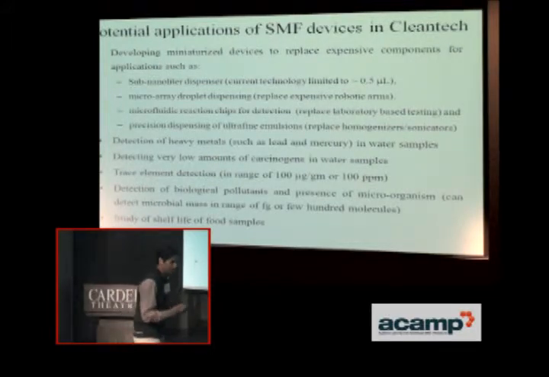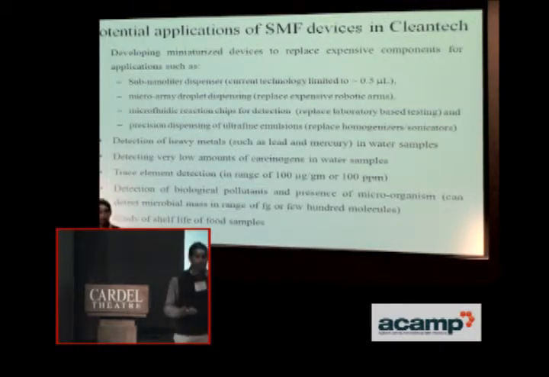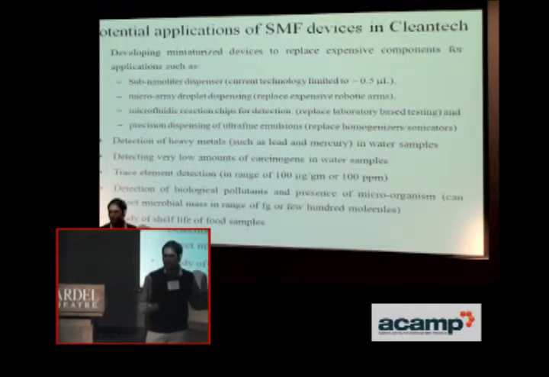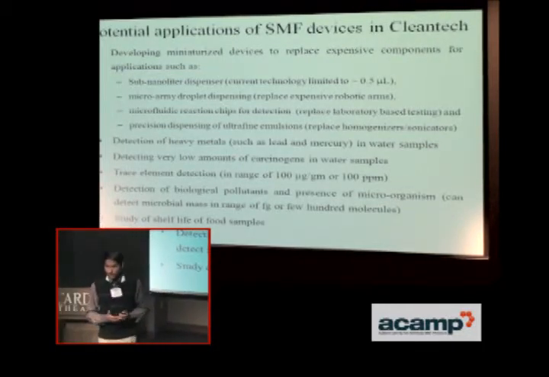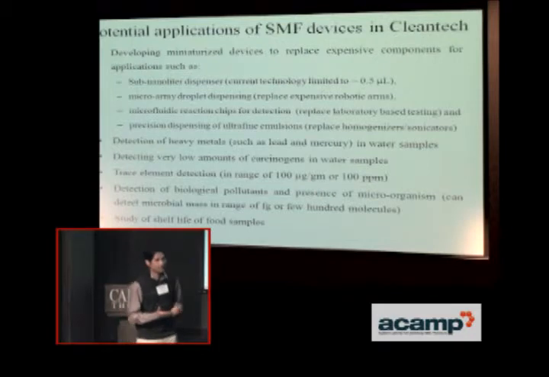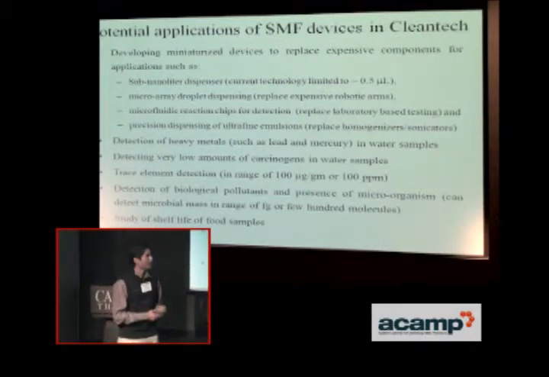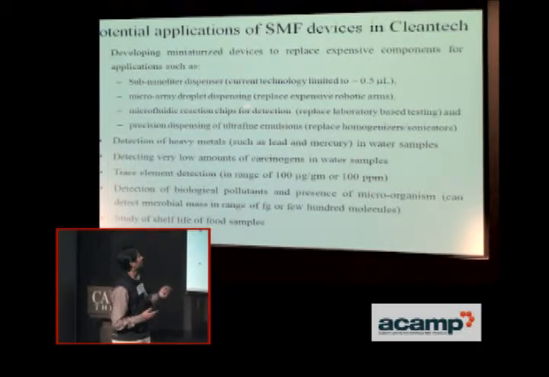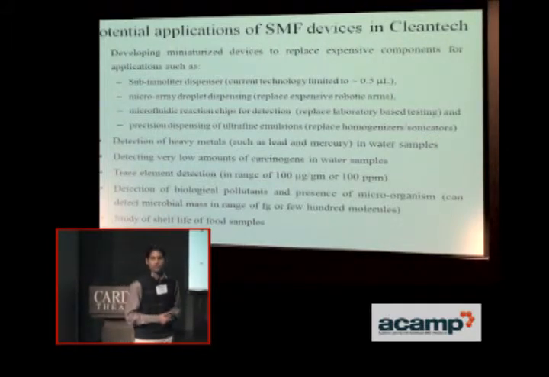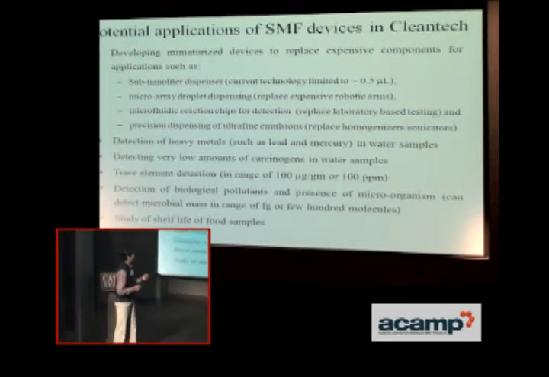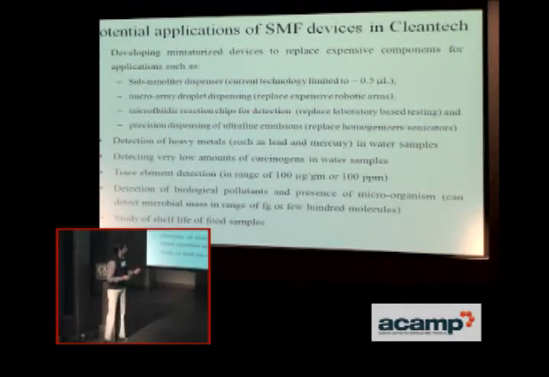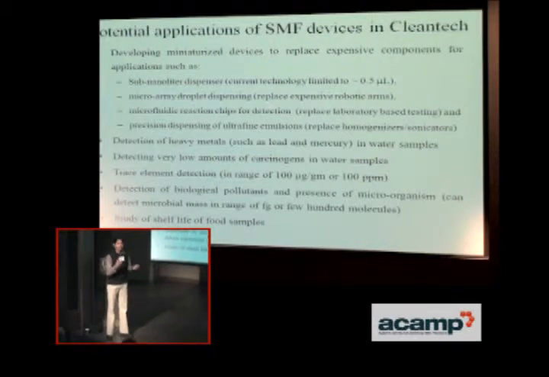So imagine a handheld device with which you can dispense a few nanoliters or a few picoliters of samples and reagents with quite good precision. The second application, of course, is because our device offers a functionality of dispensing arrays of droplets with good precision. So the microarray droplet dispensing scheme can replace expensive robotic arms, which are used for microtiter plate assays or for doing microarray technology assays. The third application is to use these reaction chips, like the one 2x2.